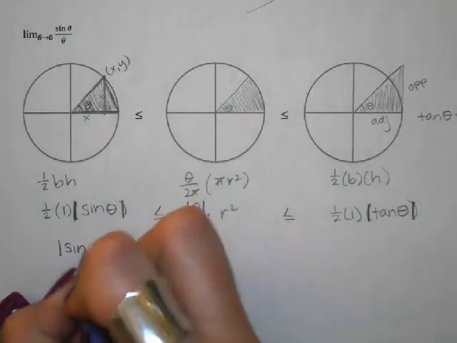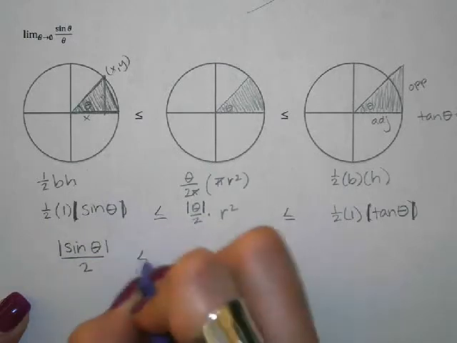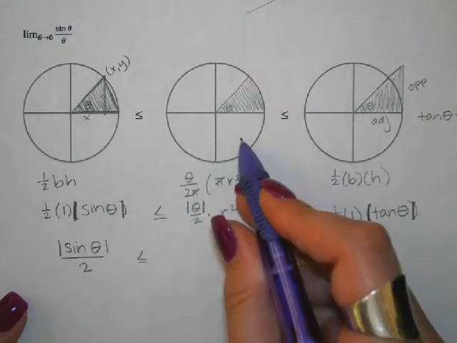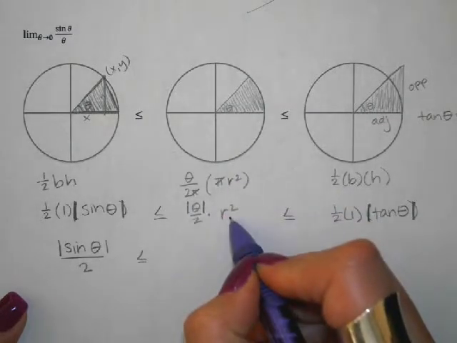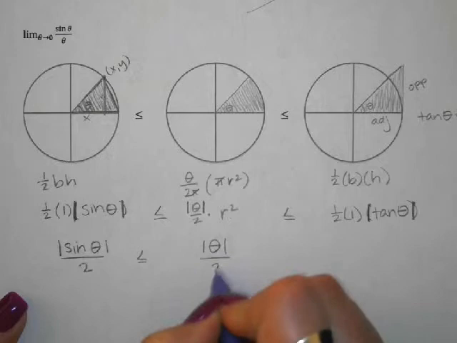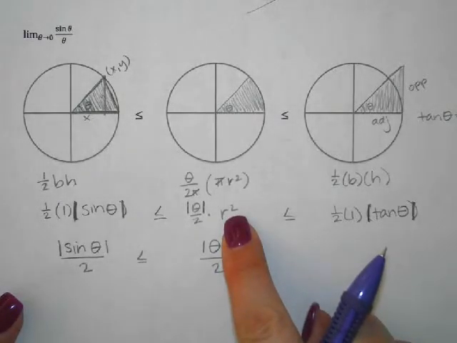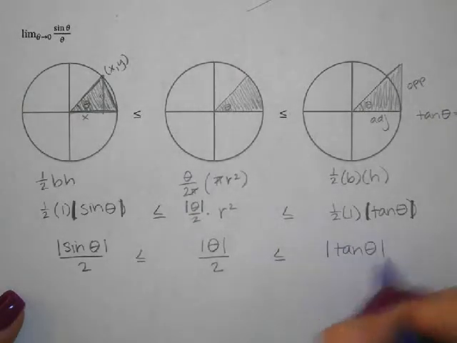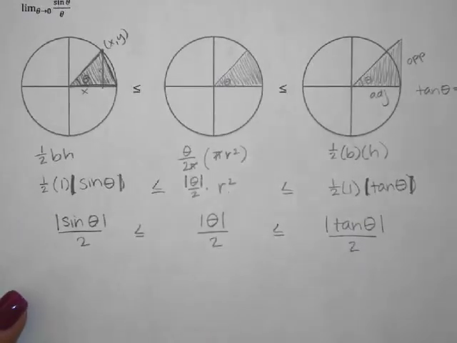All right. So I'm just going to clean it up a little bit. I'm going to say sine theta over 2 is less than or equal to, what's the radius of this circle? 1. So for this one, I'm just going to say theta over 2 because we know that radius is 1. And then for this one, I'm going to say tan theta over 2. Okay.